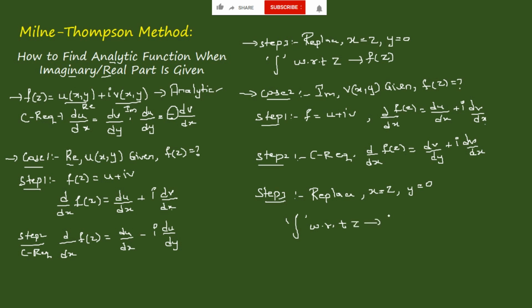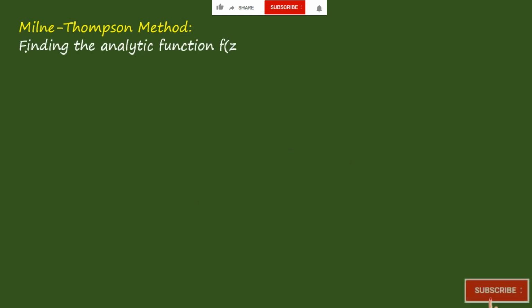Then we get an f of z, right? Now this is a method to find the analytic function when the imaginary part or real part is given: the Milne Thompson method. I've just noted down the points. Okay. Now what we do is find the analytic function f of z.